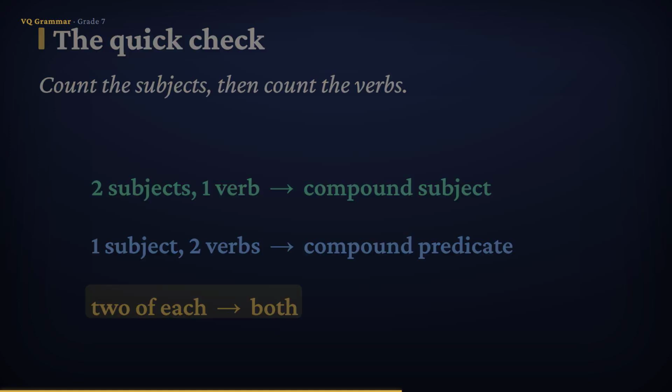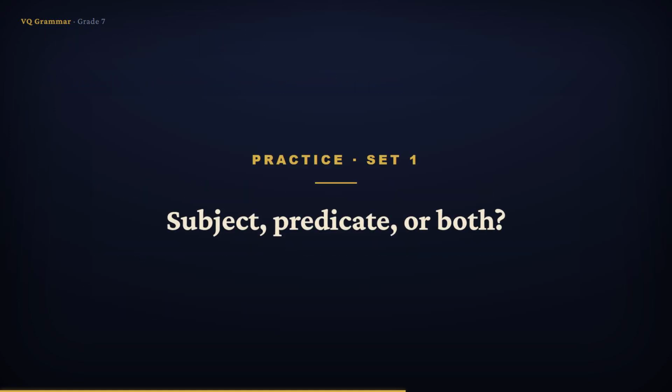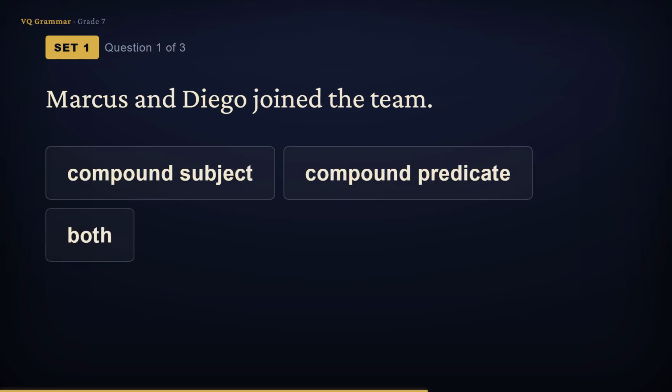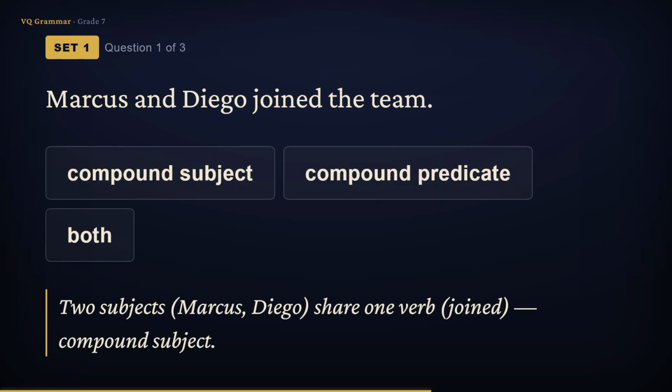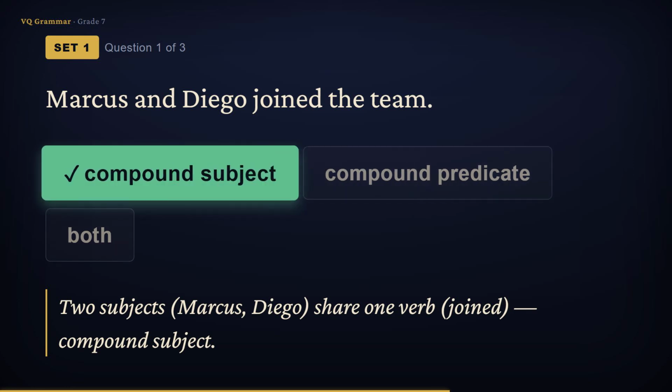Ready to practice together? In this first set, count the subjects and count the verbs, then decide. Compound subject, compound predicate, or both. Pause the video and try each one yourself before I give the answer. Marcus and Diego join the team. Count the subjects. Marcus and Diego, that's two. Now count the verbs. Joined, just one. Two subjects, one verb. So the answer is compound subject.